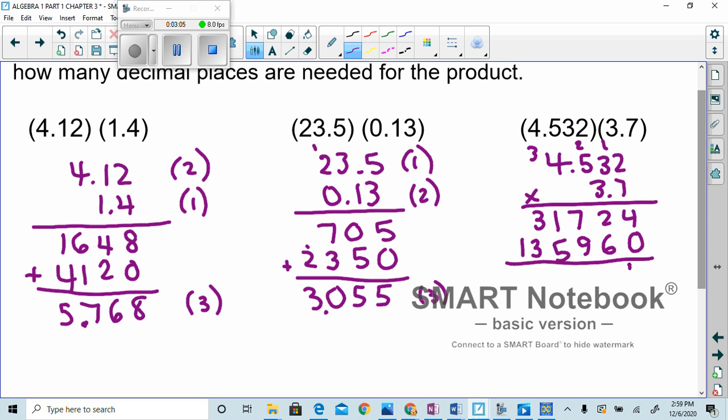Adding up our subproducts. Counting up decimal places, there are 3 in the first, 1 in the second. I need 4 decimal places, 1, 2, 3, 4. I get a product of 16 and 7,684 thousandths.